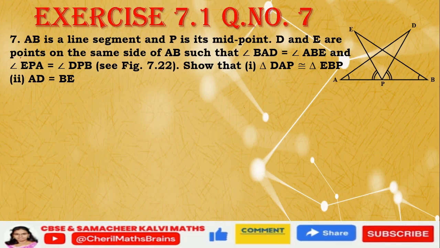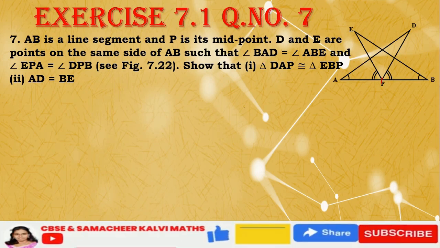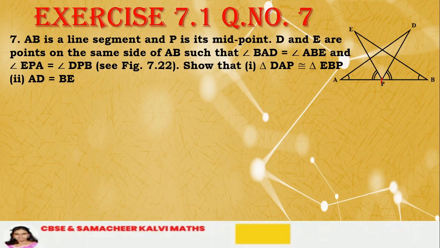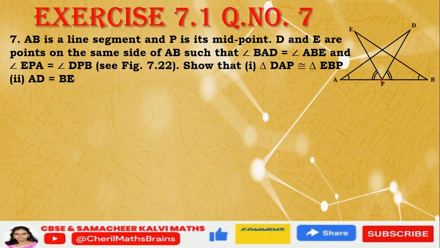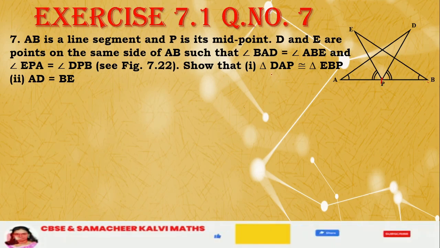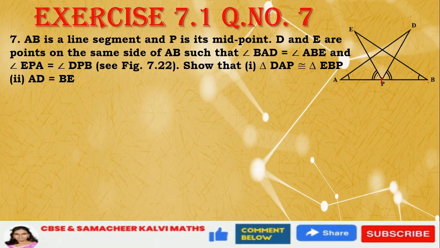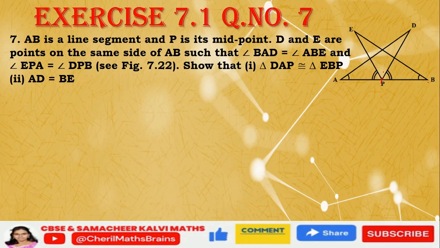So here we are given that AB is a line segment and P is its midpoint. So P is the midpoint of AB. And D and E are points on the same side of AB, such that angle BAD is equal to angle ABE. E is here and D is here, on the same side. So this angle, and then we are given that EPA, this angle, is equal to DPB, this angle.